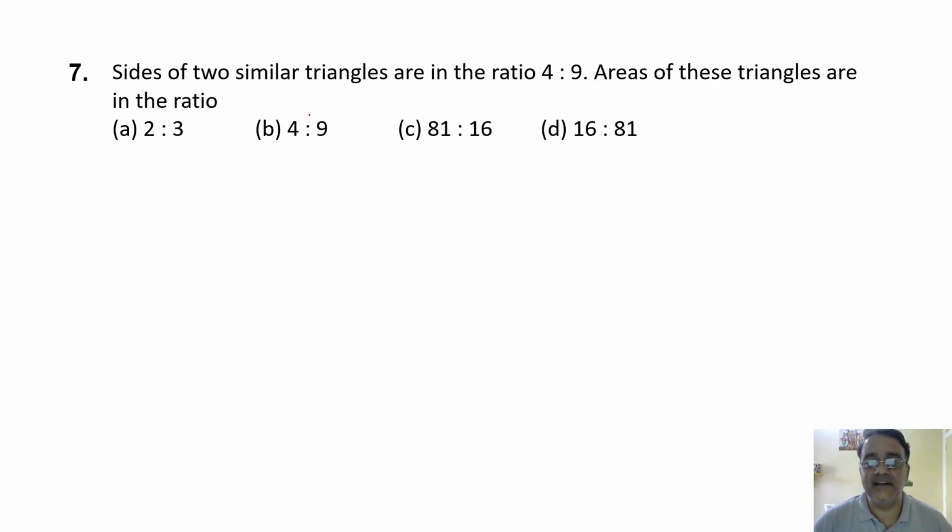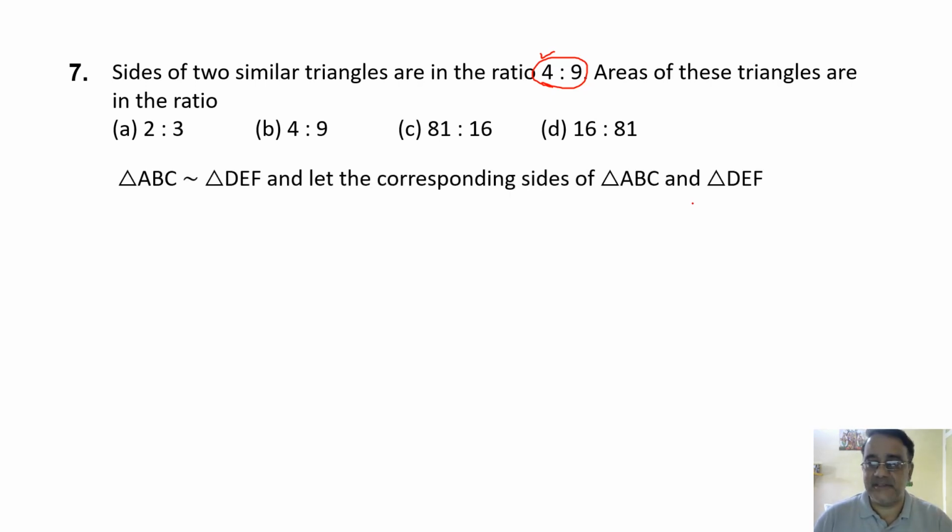Sides of two similar triangles are in the ratio 4:9. Areas of these triangles are in the ratio. So suppose ऐसे assume कर रहे हैं triangle ABC and triangle DEF are similar. But if you are going to solve because you are going to solve an MCQ question, we know that the ratio of areas of similar triangles is the square of this ratio. So you can directly write 16:81. Okay. So अभी तो मैं steps के साथ में explain कर रहा हूँ.